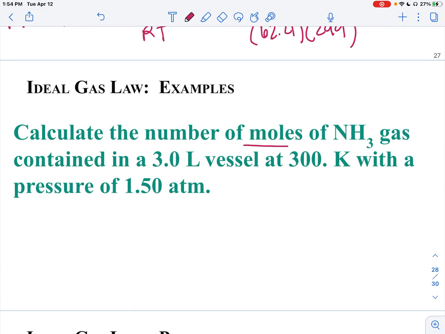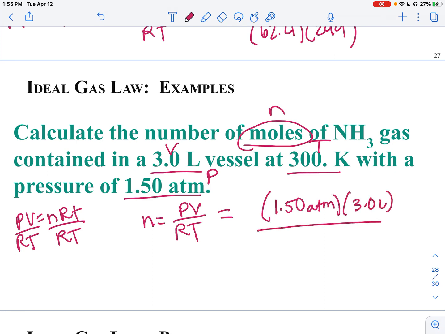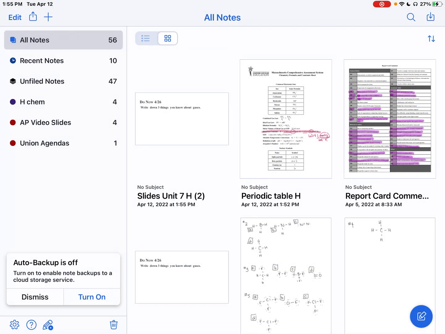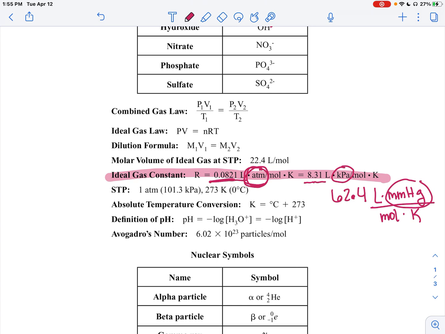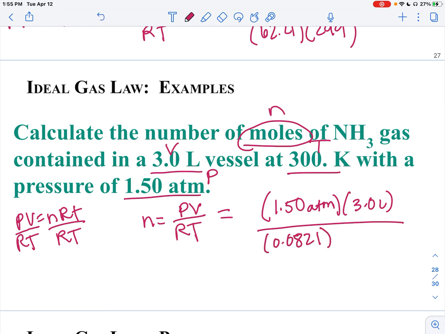Let's try another one. This one is also looking for moles. Many of them will not be. This one has a 3-liter volume, temperature at 300, pressure at 1.5 atmospheres. So we're going to start by solving for n again and plugging them in. P is going to be 1.5. V is 3.0. R, we're going to look up on our periodic table, and this time we're looking for the atmospheres one. Atmospheres is right here, so I'm going to write this number, 0.0821. And our temperature is 300.